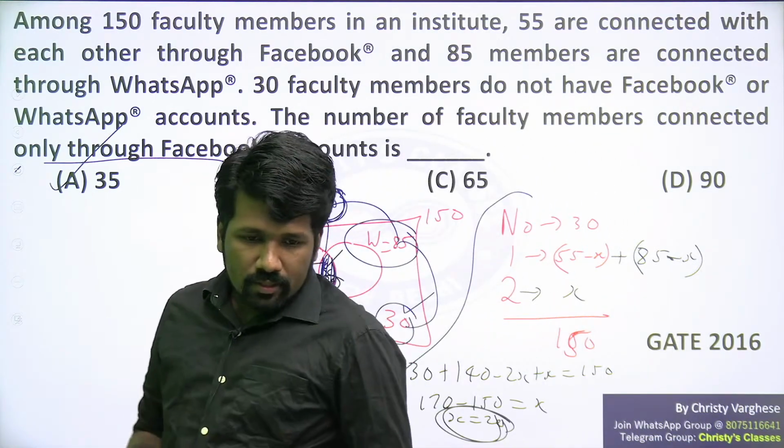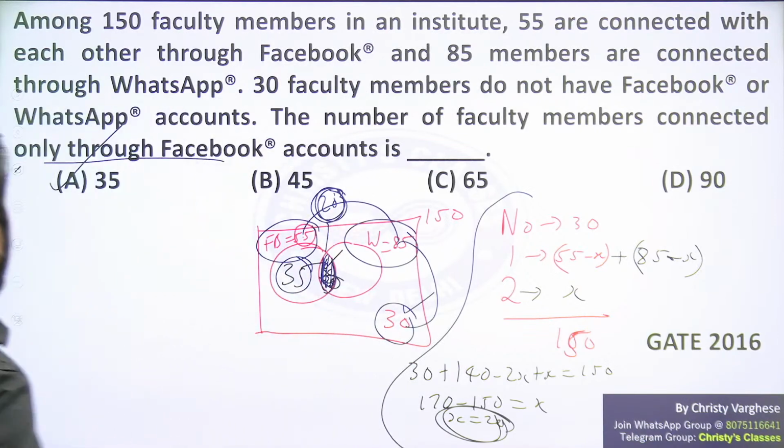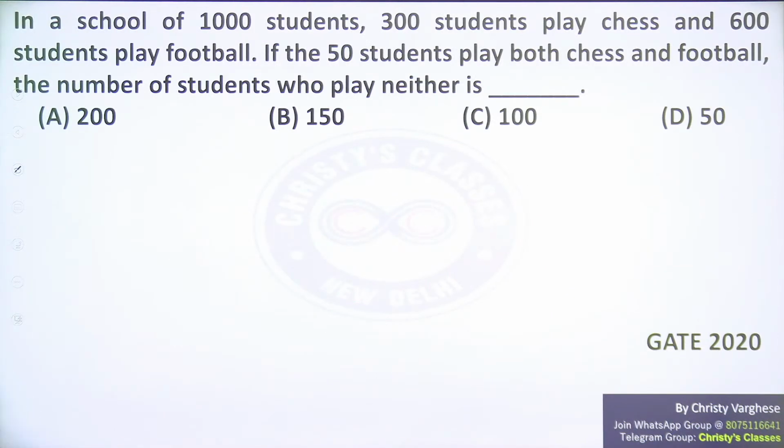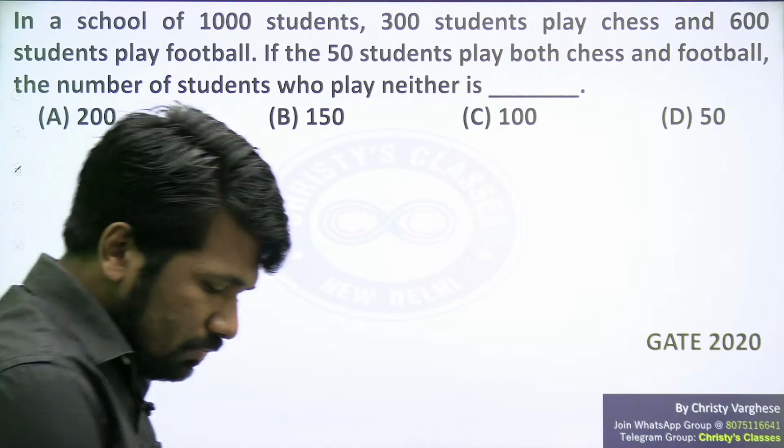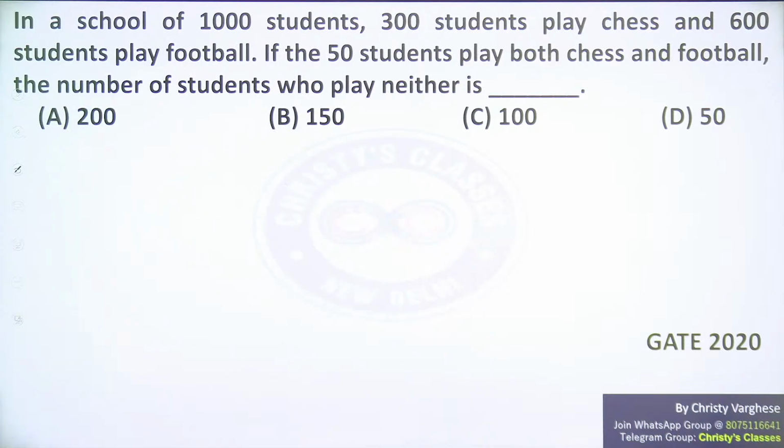If that is clear, let us go to another question. Try this GATE 2020 problem, all of you. First, we are discussing two-circle or two-element involved questions, and then we will go to three-element involved questions.